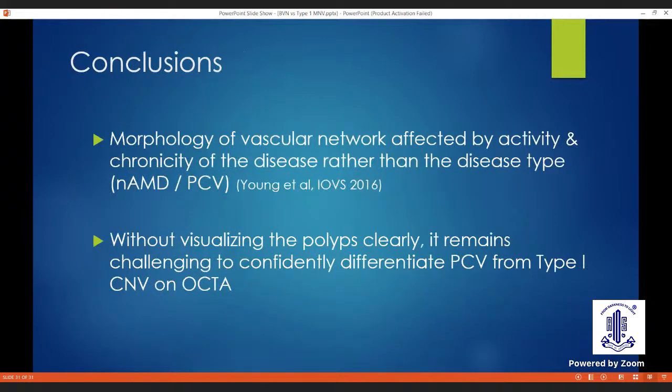So to conclude, the morphology of the vascular network is not just affected by the disease per se, but is also affected by the activity and the chronicity of the disease. And without visualizing the polyps clearly, it still remains a challenge to confidently differentiate PCV from type 1 CNV on OCTA. Thank you so much.